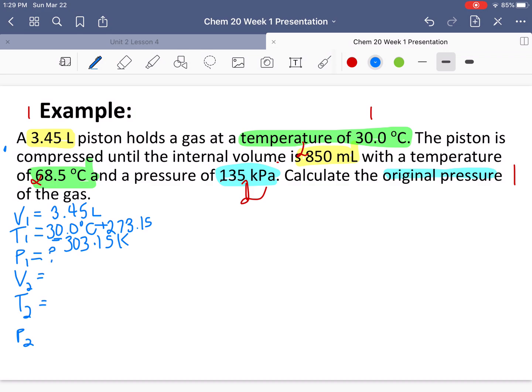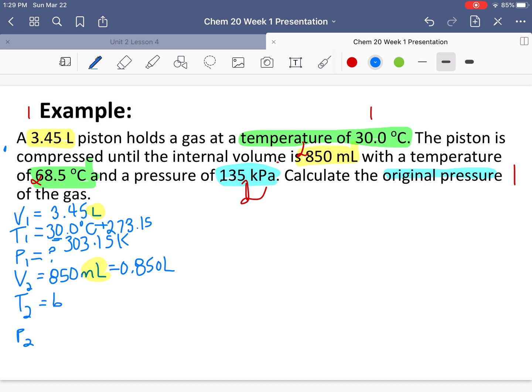We don't know. V2, another spot where you really need to stop and think. 850 milliliters. Consider what's happening here. I have a first unit for V1 in liters. I have the second unit in V2 in milliliters. That's not okay. These things have to match. So we got to divide it by 1,000. We're going to actually have here 0.850 liters. Now my units match. Now I'm good to go.